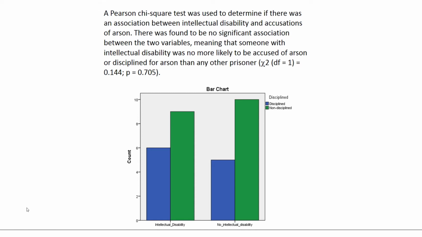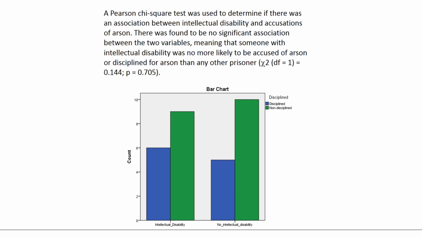Okay, so this is how we would write up the results. So we'd say that we had conducted a Pearson chi-square test to determine if there was an association between intellectual disability and accusations of arson. So do we think that people who have an intellectual disability are likely to be accused of arson to a greater degree than those that do not? Okay, so try and put it into context.